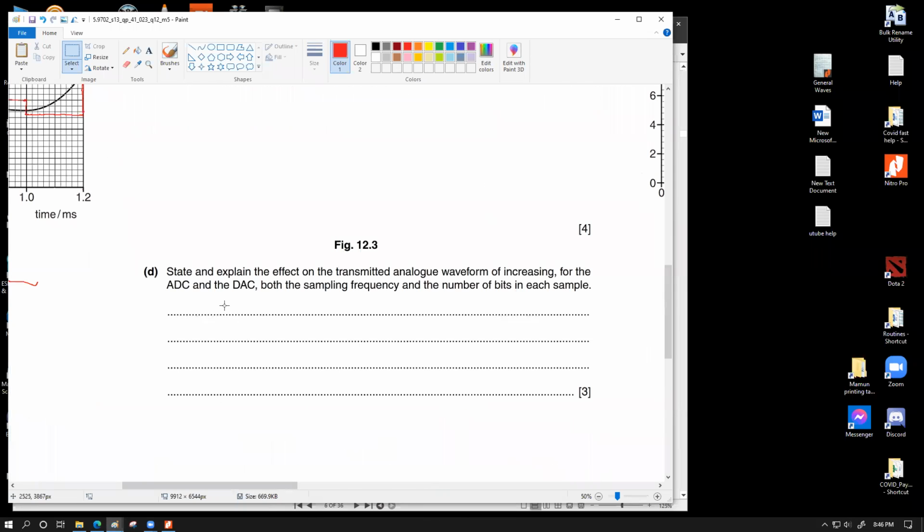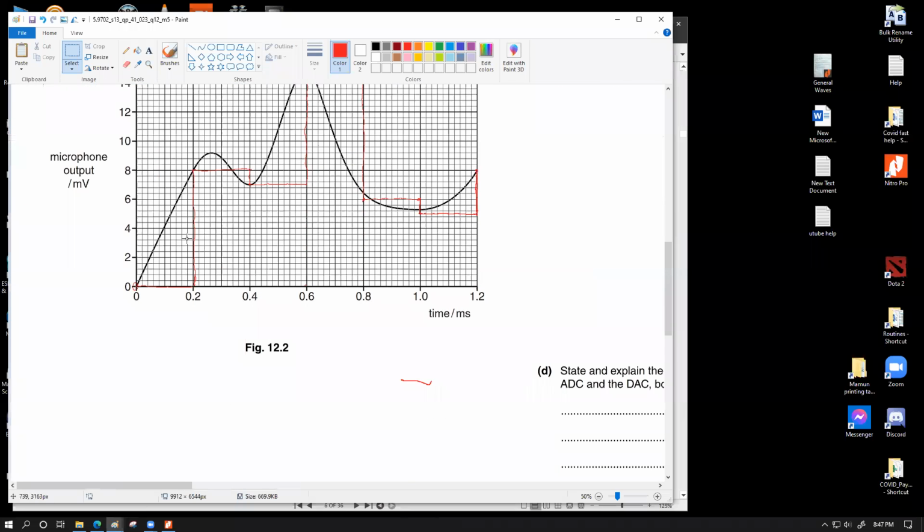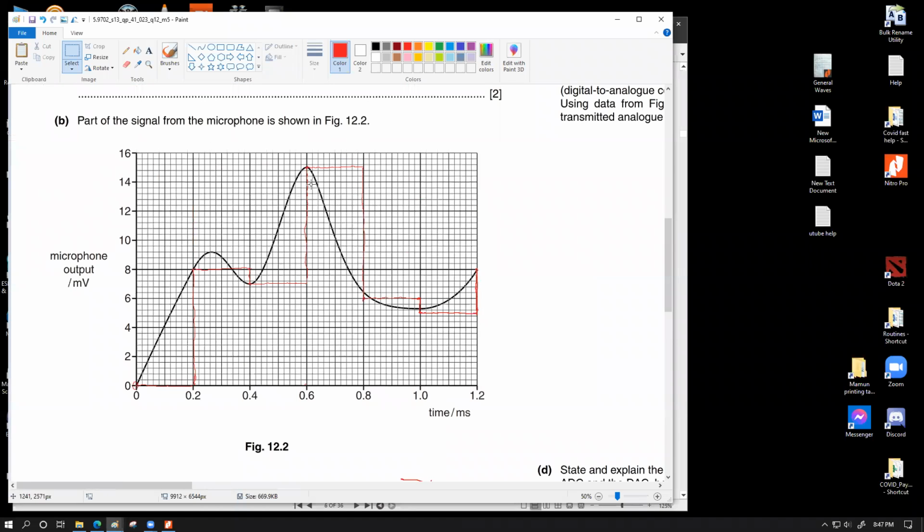Then it says, state and explain the effect on the transmitted analog waveform of increasing, for the ADC and the DAC, both the sampling frequency and the number of bits in each sample. Have you read the question? So we have to explain what happens and why that happens if we increase the sampling frequency, and also if we increase the bit number. So the first thing is that if we increase the sampling frequency, we will measure the original analog information more often.